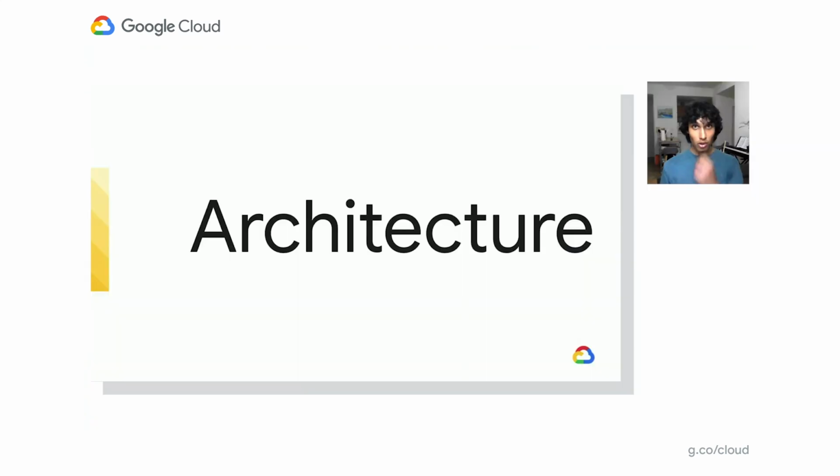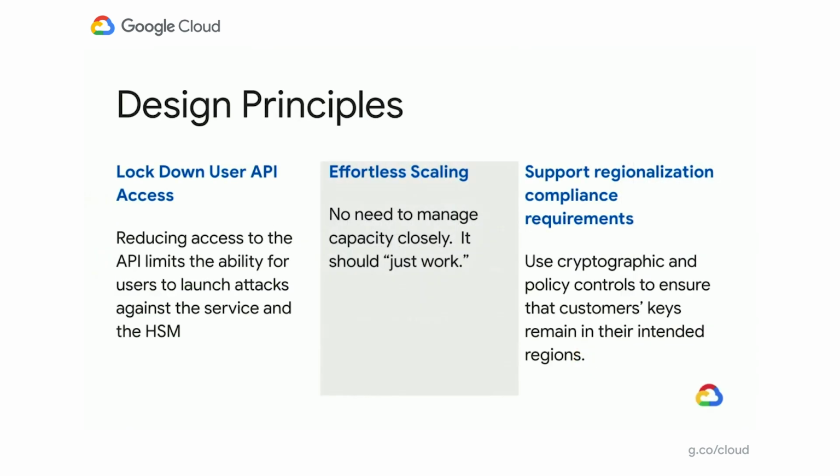Thanks, Ilsung. Like Ilsung said, I'll go into more details about how the architecture works, and I'll hopefully make it clear how all of the features that Ilsung talked about fall out of our design. I'll go into detail about a lot of different aspects, but to start with, I want to talk about some of the design principles behind our system. First, we want to reduce user API access. HSMs are inherently complex devices and are somewhat black boxes. In order to prevent customers from launching attacks against the HSMs and the service, we want to restrict the types of operations they're allowed to do.